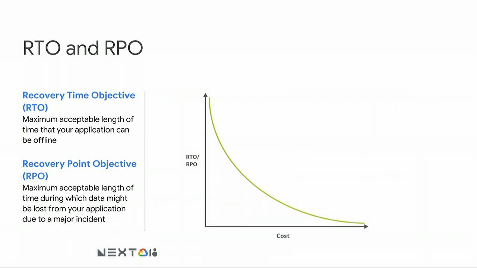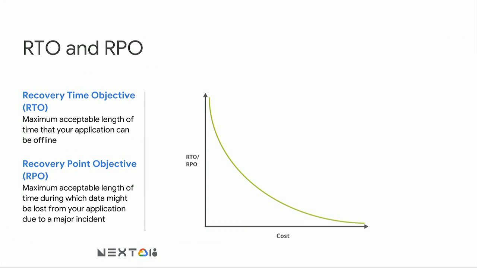RTO and RPO. These are the three-letter acronyms that everybody knows and will understand when it comes to DR. Think of RTO, the recovery time objective, as how long it will take you to get your application back up and running again. Recovery point objective: think about that as how much data you are willing or able to lose. Think about going back to that last backup you took, or the backup and the transaction log files.